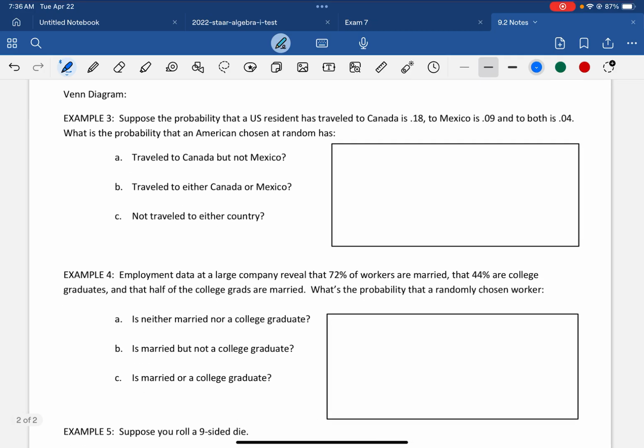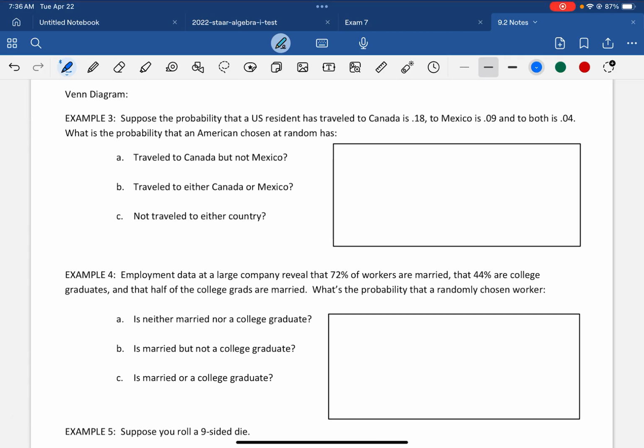All right, let's practice, okay? Look at example 3. It says, suppose the probability that a U.S. resident has traveled to Canada is 0.18, to Mexico is 0.09, and to both is 0.04. What is the probability that an American chosen at random has, and then it has 3 questions. So before we answer the questions, let's make us a Venn diagram. Okay, so we got our circles. We got Canada and Mexico.